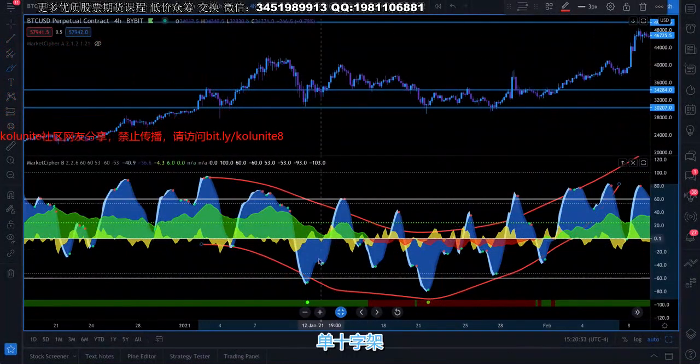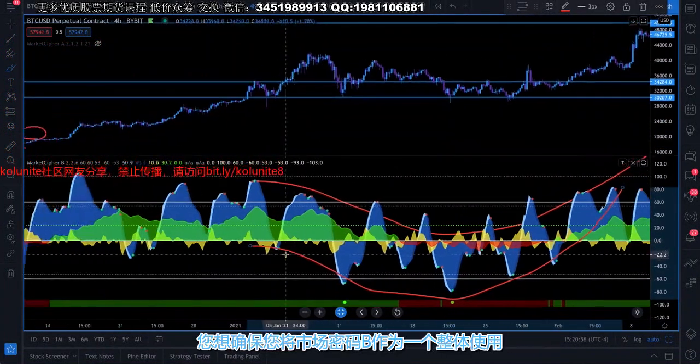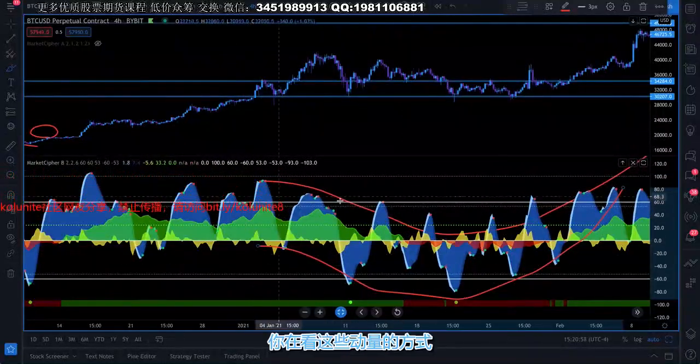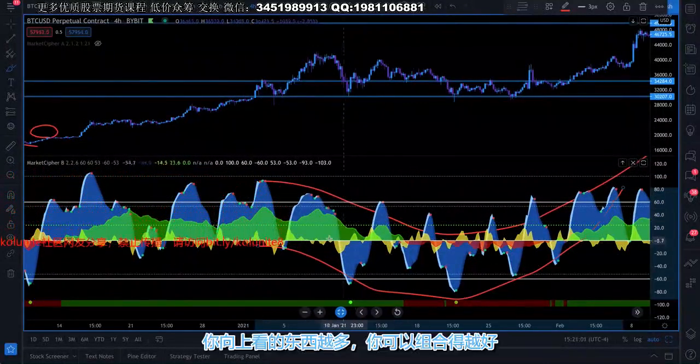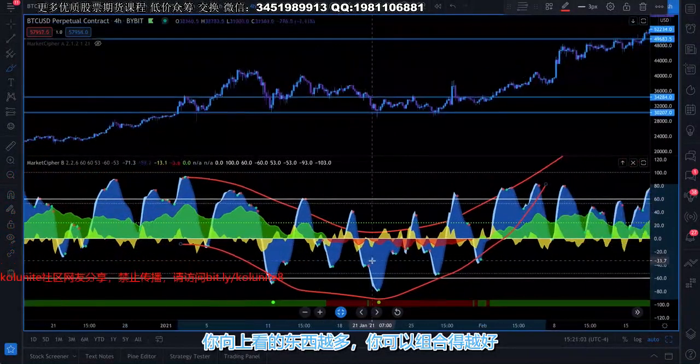Don't just do every single cross. You want to make sure that you are using Market Cipher B as a whole. You're looking at these momentum waves. So you're looking at the money flow. You're looking at the VWAP. The more things you can combine, the better.